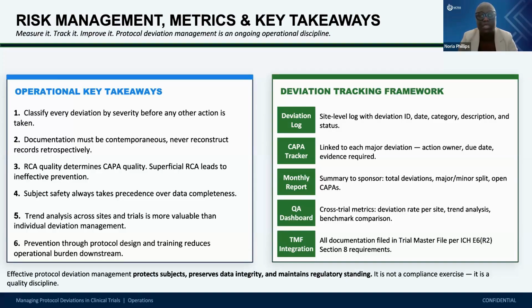Subject safety always takes precedence over data completeness. Pay attention to that. That's the most important part. Trend analysis across sites and trials is more valuable than individual deviation management. Prevention through protocol design and training reduces operational burden downstream. And then we have the deviation tracking framework. Let's move on quickly.